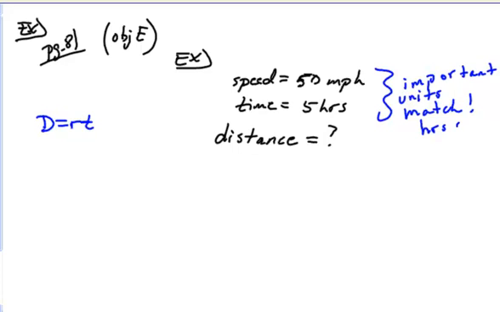So in this case, we had hours and hours. If they didn't match, you would have to adjust them. Okay, so to get the distance, you just sub in. So distance is equal to, what's our rate? Okay, 50. And what's our time? Okay, so what's the distance?